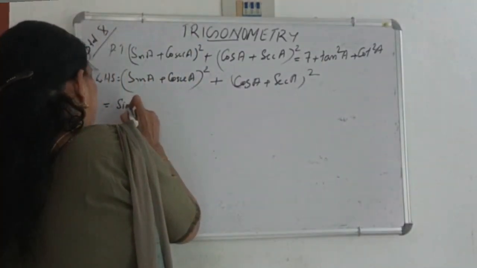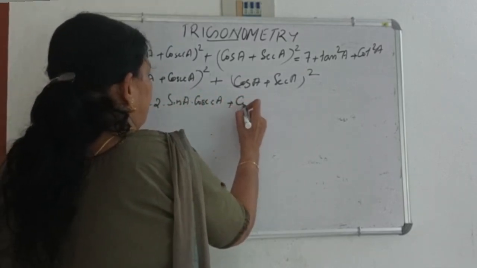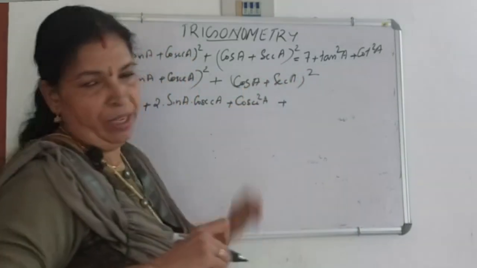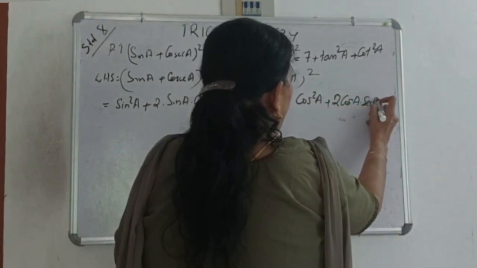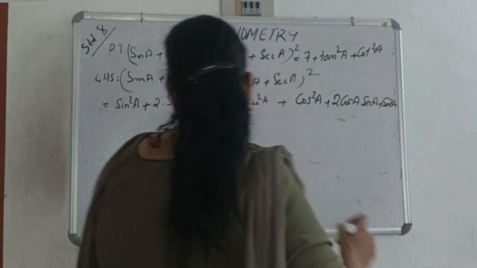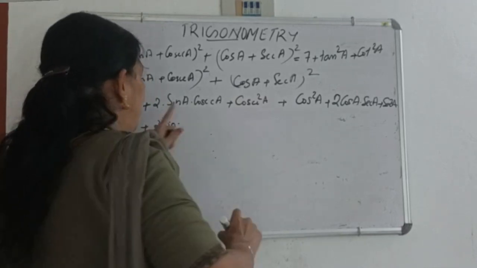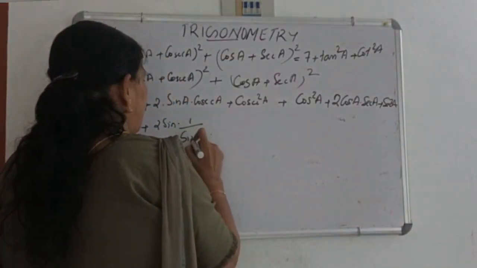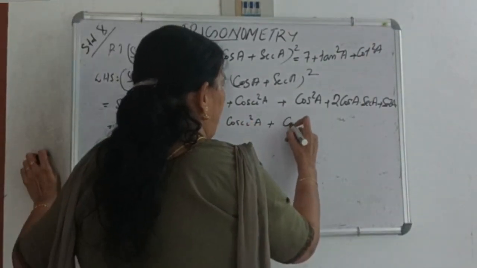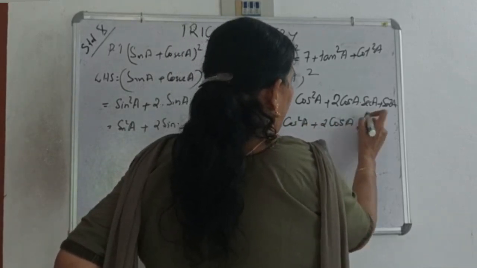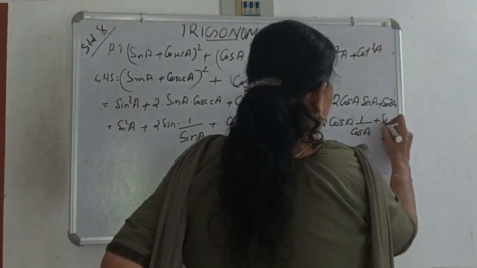That is first square: sin² A + 2 × sin A × cosec A + cosec² A, plus, like this we expand this also, cos² A + 2 × cos A × sec A + sec² A. That's equal to sin² A + 2 sin A × (sin and cosec are opposite ratios, therefore we can write 1/sin A instead of cosec A) 1/sin A + cosec² A + cos² A + 2 cos A × (sec is the opposite of cos, therefore we write like this) 1/cos A + sec² A.